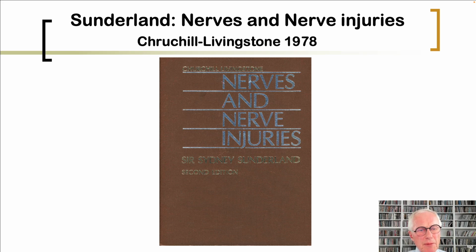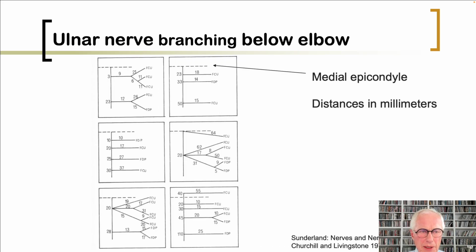If we look at the branching of the nerve and the innervation of the muscles, there's an excellent book by Sydney Sunderland, Nerves and Nerve Injuries. Sunderland was a neurosurgeon active during World War II, and he made a lot of anatomical dissections of the nerves and described carefully how the branches to different muscles pass.